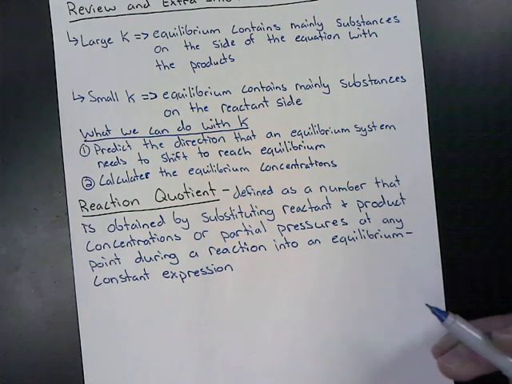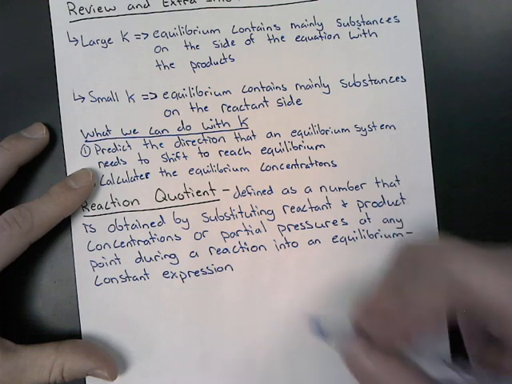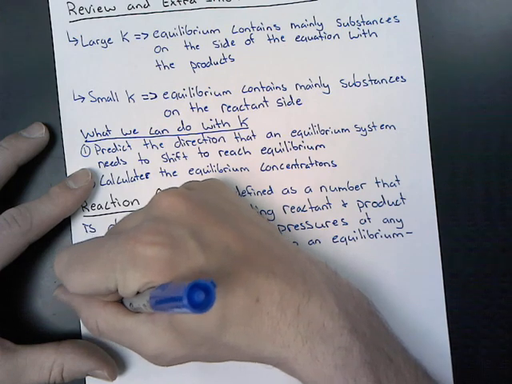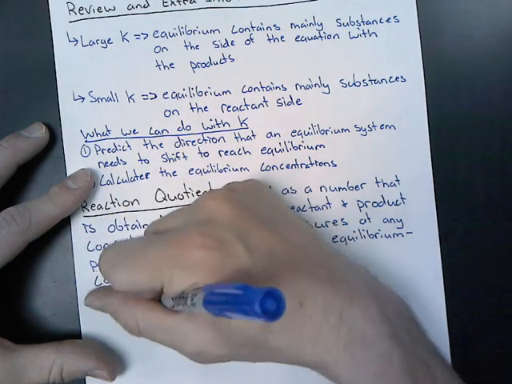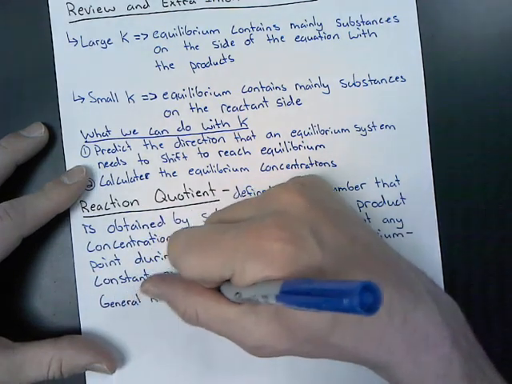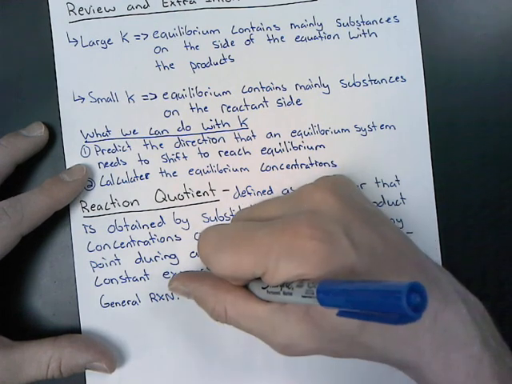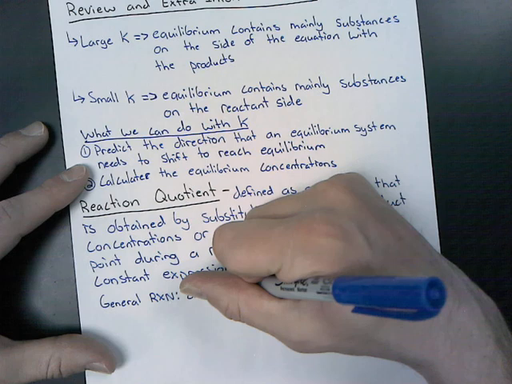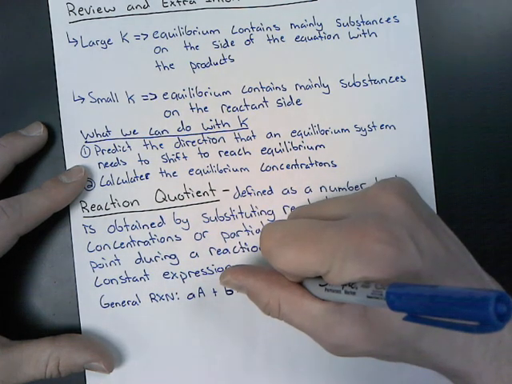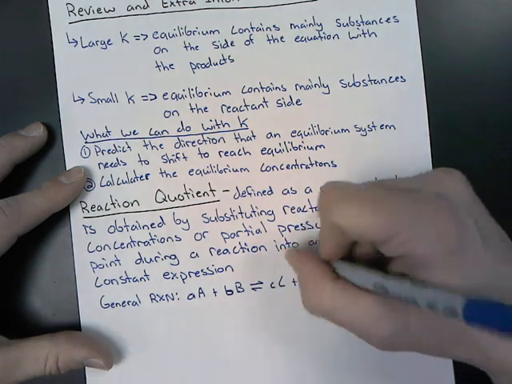Now, for our reaction quotient, like I said, it's going to look really, really similar to what we have dealt with before. So in this, I'm just going to put a general reaction. And RXN just stands for reaction. And in this general reaction, we're going to have substance A, substance B go to equilibrium, and we produce substance C plus substance D.